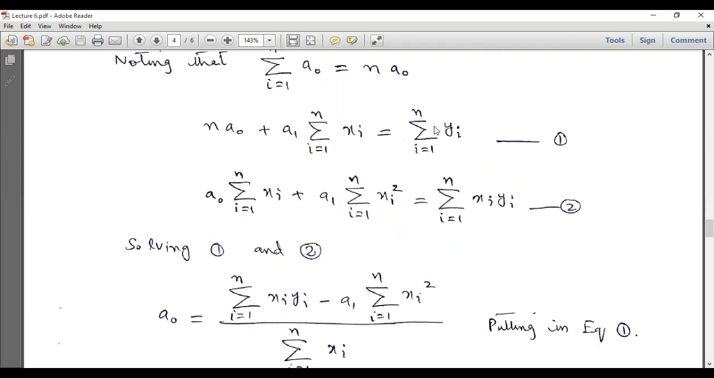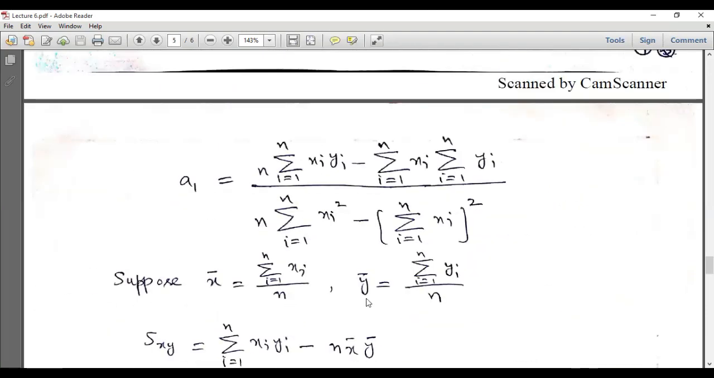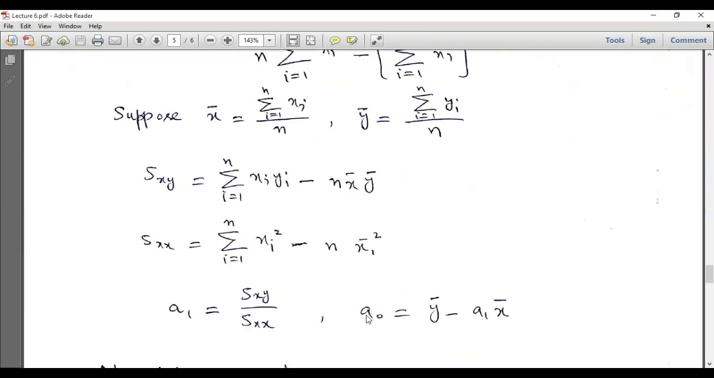This term will be equal to n times y bar. This term is equal to n times x bar, and we know the value of a1, and this is n times a naught. All the terms on the left hand side and the right hand side contain n, so we can divide the whole equation by n, and it will become a naught plus a1 times x bar equal to y bar. So it means a naught is equal to y bar minus a1 x bar. So this is a very simple method of evaluating these two coefficients, a naught and a1.